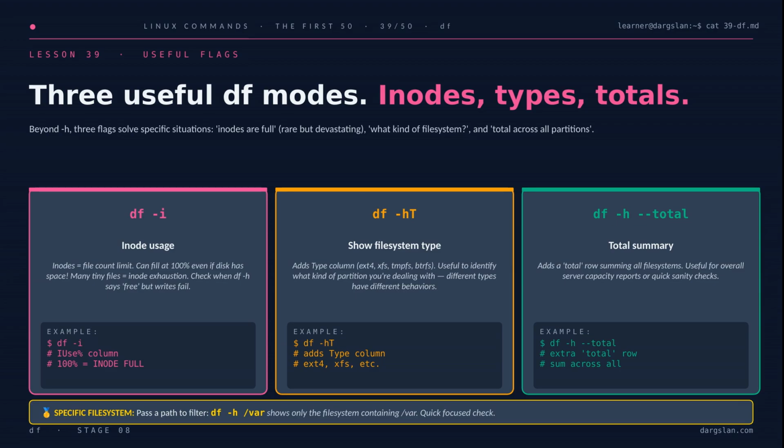Then df -hT adds a type column so Sarah instantly sees if she's on ext4, XFS, or a tmpfs that vanishes on reboot. And df -h --total gives one summary row across everything, great for capacity reports. Bonus move, pass a path like df -h /var to zoom straight to one file system.